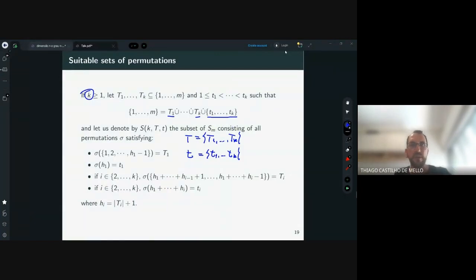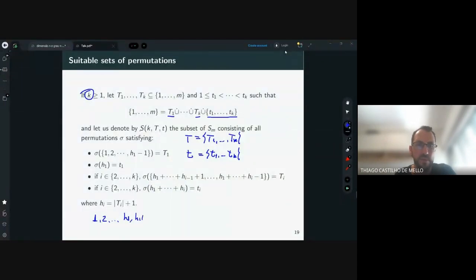So for each k, you consider these two elements of the partition here, and we define with it the set of all permutations which satisfy some conditions. What are these conditions? I'm going to explain it. So let's write the elements from 1 to m in order. So we are going to have 1, 2, and so on up to h_1. Which is h_1? It is 1 less than the size of t_1.